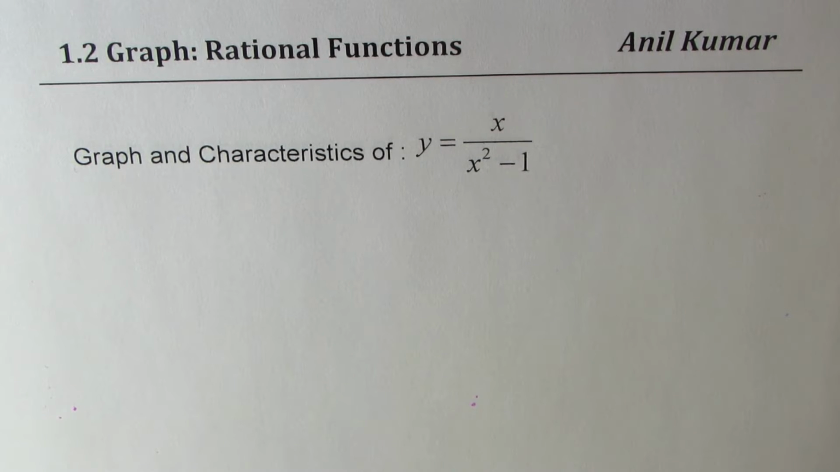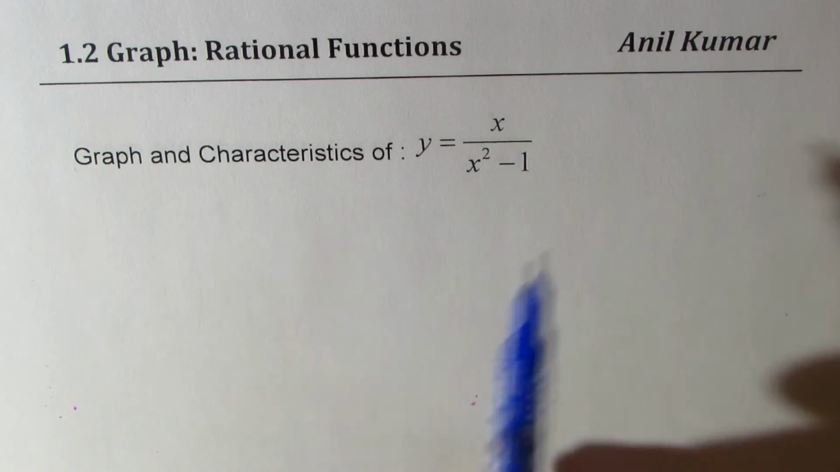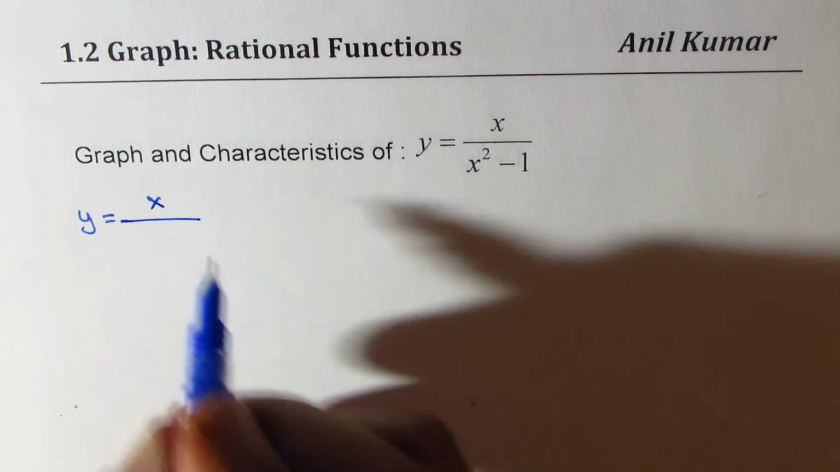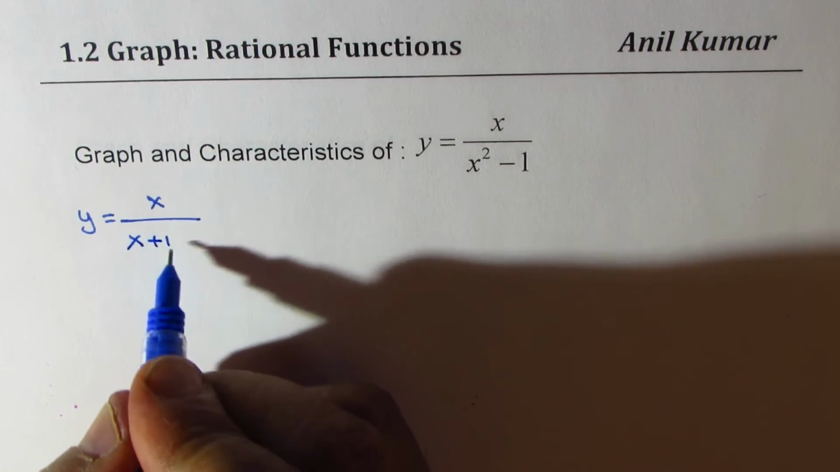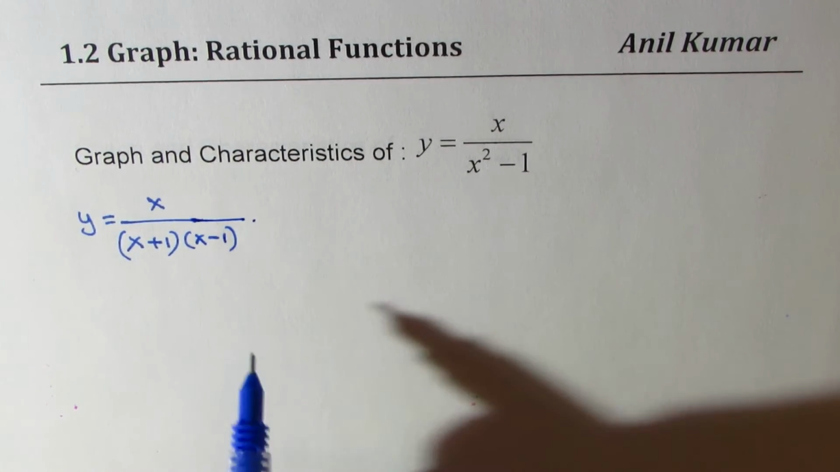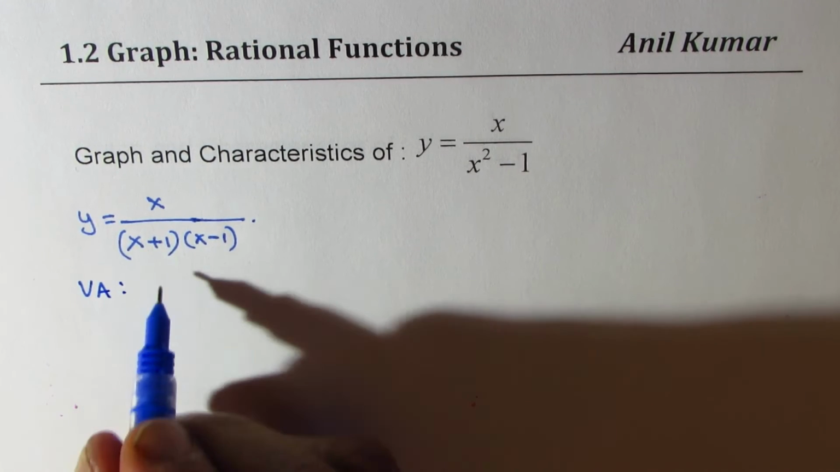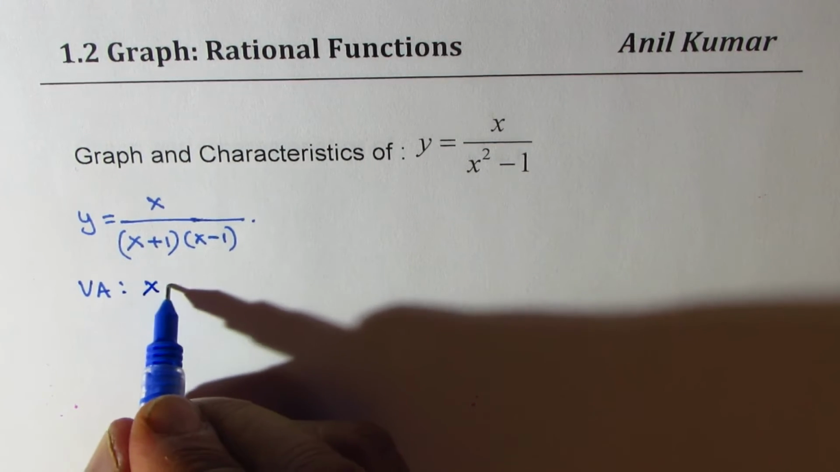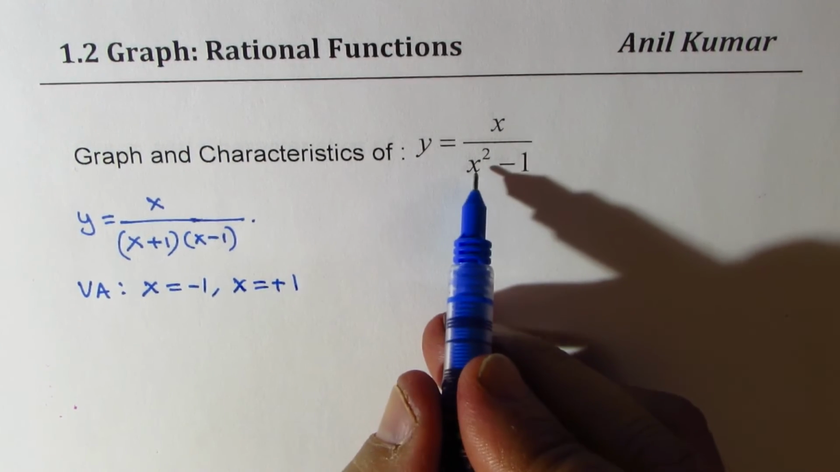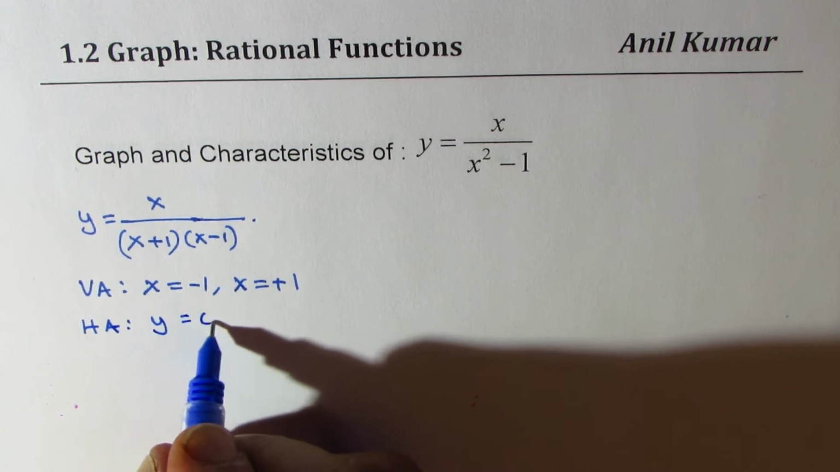This time we have our function, which is y equals x over x squared minus 1. So let's rewrite this function as x over (x plus 1) times (x minus 1). Right. So from here we get vertical asymptotes, two of them. One is at x equals minus 1, the other one is at x equals plus 1. Since the degree of denominator is higher, we have a horizontal asymptote, which is y equals 0.